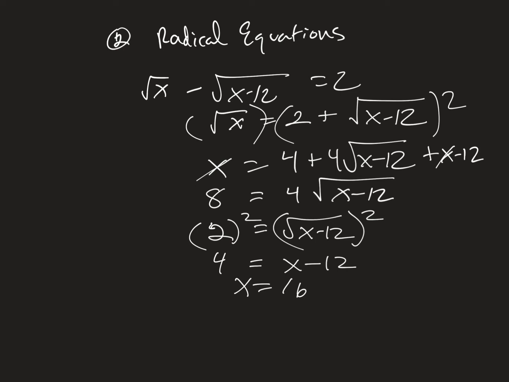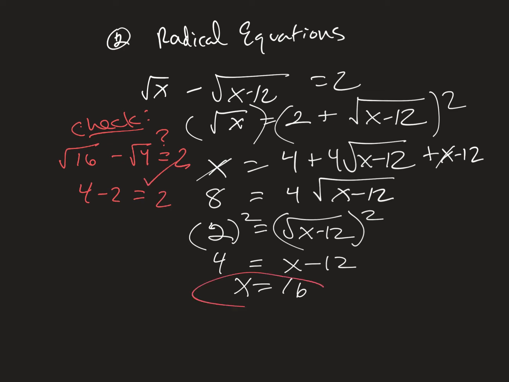And to check, I'm literally going to plug it back into the original and see if it makes the equation true. So I've got square root of 16 minus, if I plug in 16 for x, I'd get square root of 4. Does that equal 2? This is my check. So 4 minus 2, in fact, does equal 2. So this is a solution.